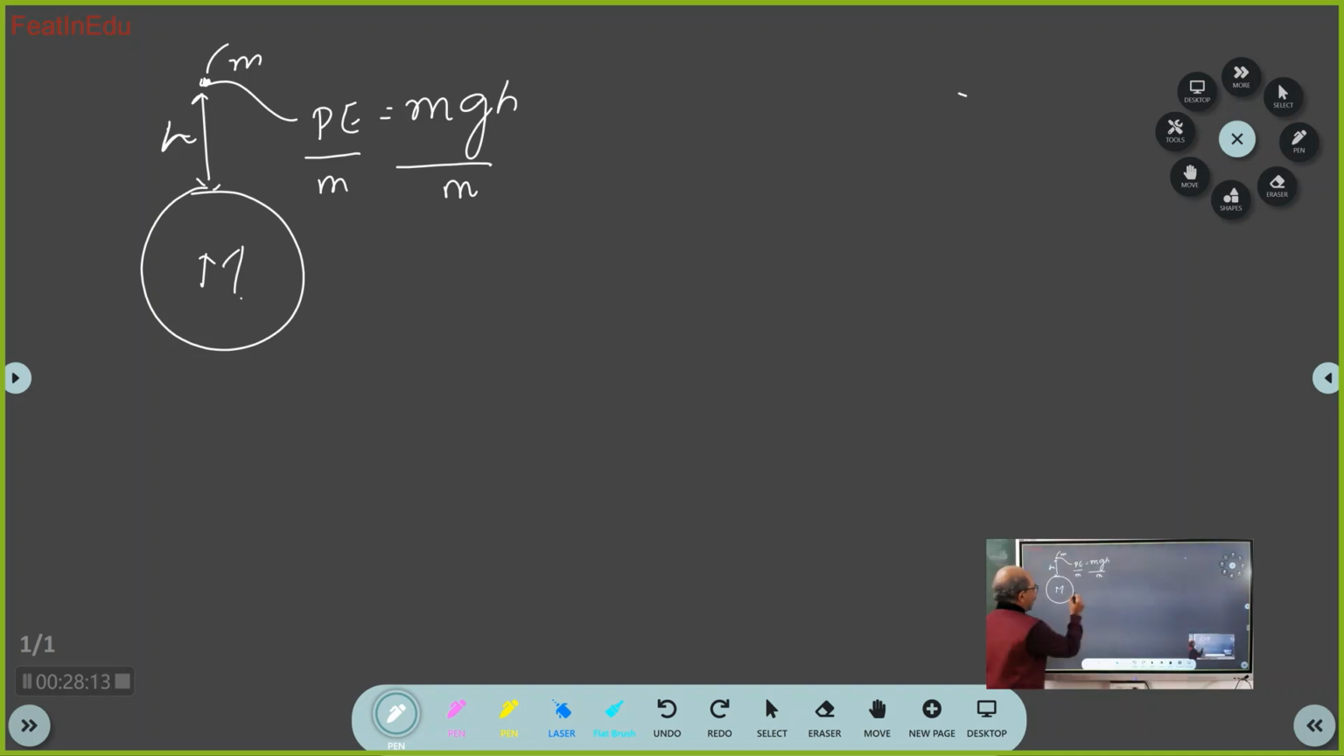Mathematically, this I call potential at a point. At whatever point you are placed, the potential energy per unit mass at that point gives me a number. That number is simply a value. But what is the physical quantity? The physical quantity, potential energy per unit mass, is called potential at that point.